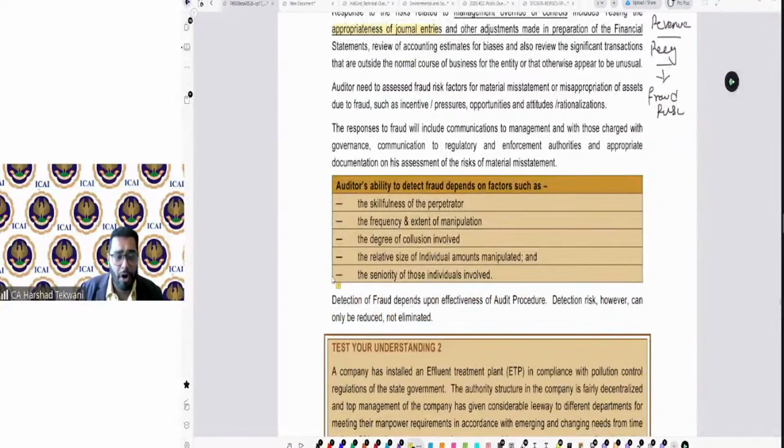Detection of fraud depends upon what audit procedure you are applying, how complex the fraud is, and the degree of collusion. These are the factors which affect the detection of fraud. For example, the skillfulness of the person carrying out the fraud, the fraudster, and how complex the scheme has been. The frequency and extent of the manipulation, whether it is ongoing or done one time. The degree of collusion involved, meaning who all are involved.